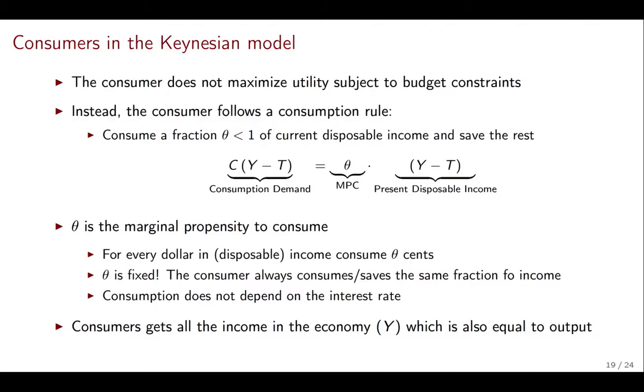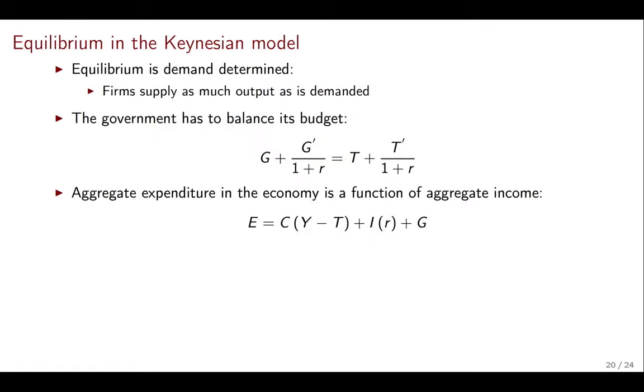And another important bit, consumption is not going to depend on the interest rate. So we can already see where that's going. There are going to be some crowding out effects that are going to be absent from this model. Next, the equilibrium, well, it's going to be demand determined. Firms are going to supply as much output as is demanded. Government has to balance the budget, but we're going to see that doesn't have as much bite.